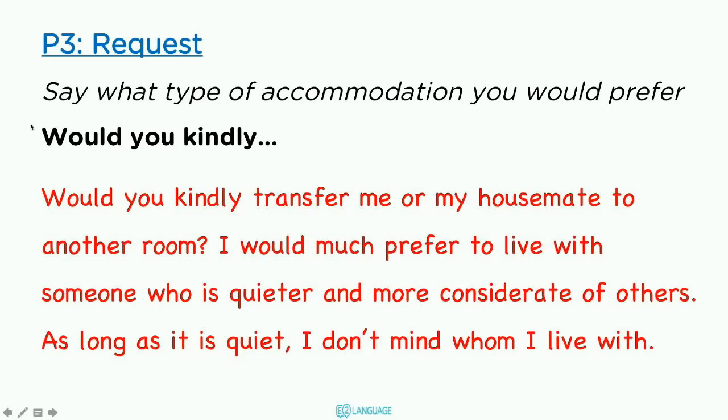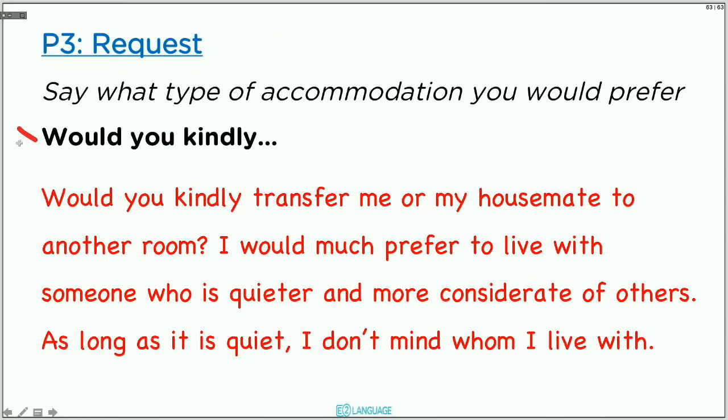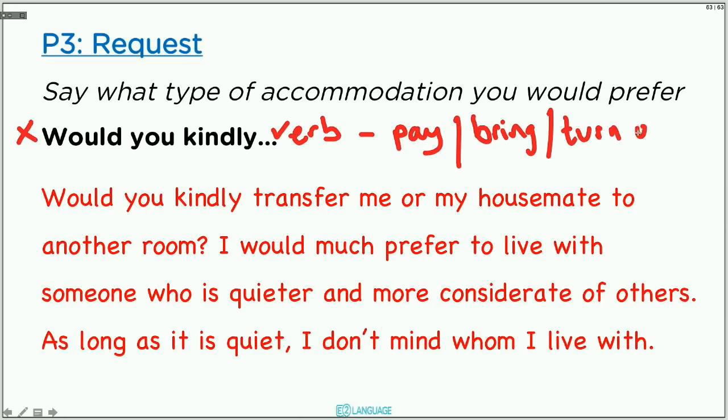So how do we request? Well, there's a certain phrase in English where we say, and this is very formal, very polite, would you kindly, and then we put any verb here, like, would you kindly pay for my lunch? Or would you kindly bring me a drink? Or would you kindly turn off the TV? Okay, this is a request. And this is just a verb that you fit in here, but this you just memorize, would you kindly, okay?